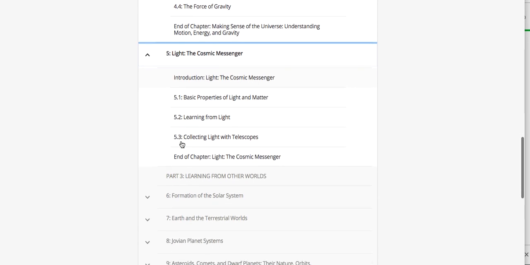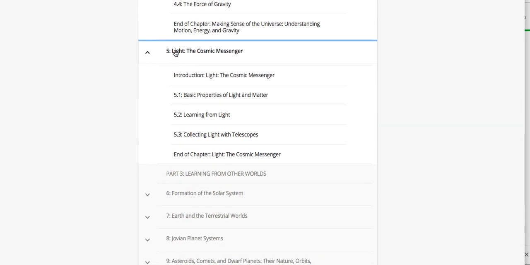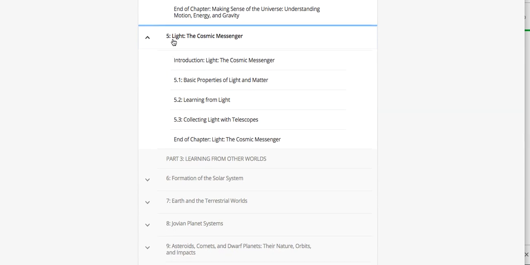Then the next thing is the chapter about light. This is very important because light is a messenger that brings all of the information to us. We build telescopes, as you know, we collect the light, and then we analyze the light to learn everything that we know about the universe. And what I mean by that is compositions of the stars, and how fast things are moving from us. You know that we live in an expanding universe, which means everything moves away from us. So how do we actually measure those speeds of the objects away from us?